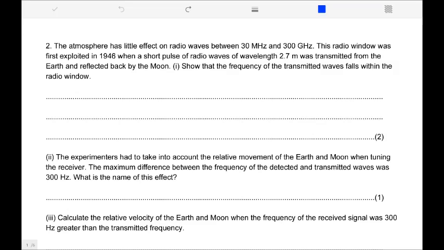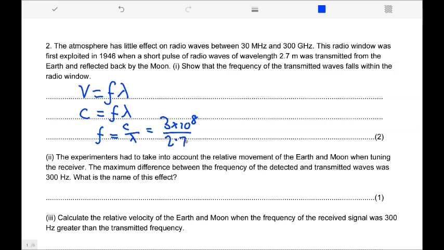Okay, question 2. We've got a radio wave of wavelength 2.7 meters transmitted from the Earth to the Moon. Show that the frequency falls within the radio window, which is given to us. Well, it's a photon, so we can use v equals f lambda, and v is c, the speed of light, because it's a photon. So f is therefore c divided by lambda. Speed of light is 3 times 10 to the 8 meters per second, and the wavelength is 2.7 meters.